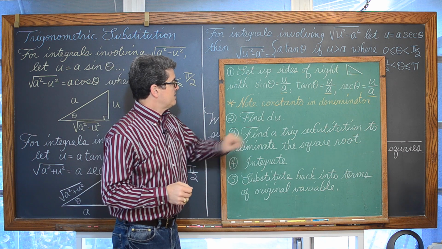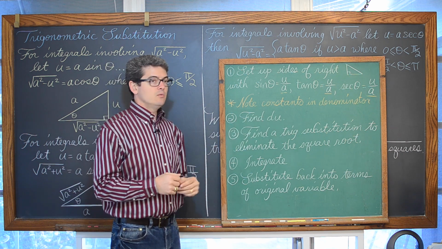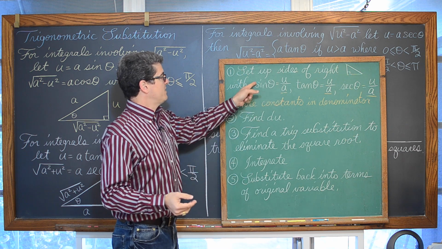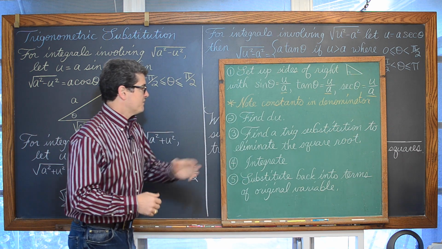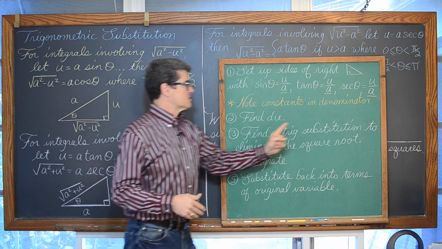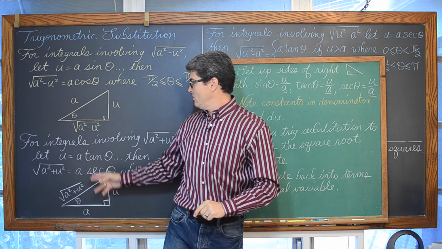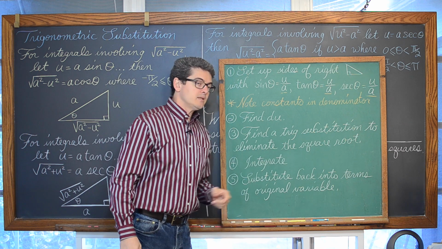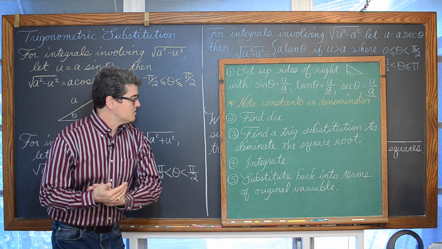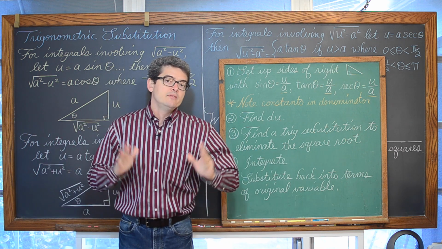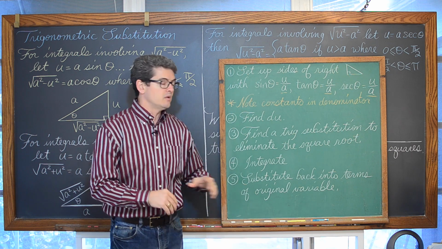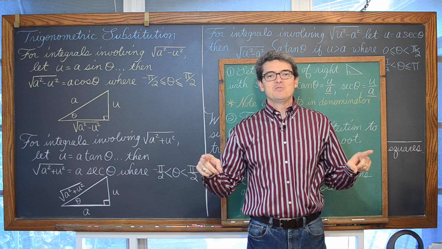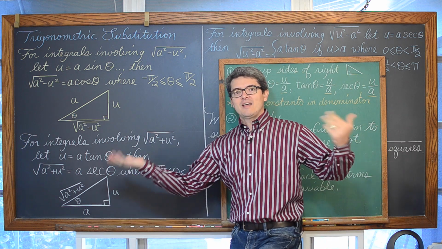Then we're going to find the derivative of u. So we're going to say, as an example, the sine of theta is u over a. We'll move the a over and then find du. We're going to find a trig substitution to eliminate the square root, the radicals that you see around these right triangles. We're then going to integrate, and then finally we're going to substitute back into the terms of our original variable, and that is going to be the 5 steps we are going to go through to do these 4 examples involving trigonometric substitution. First example coming up right now.